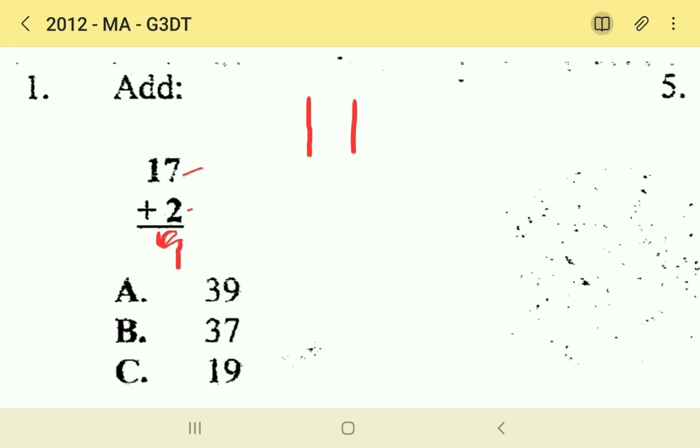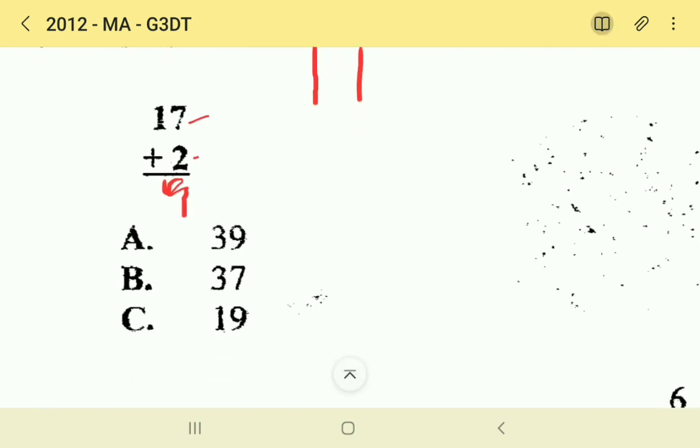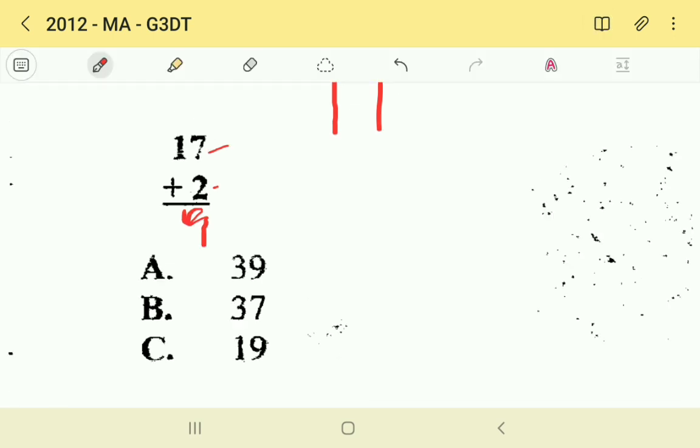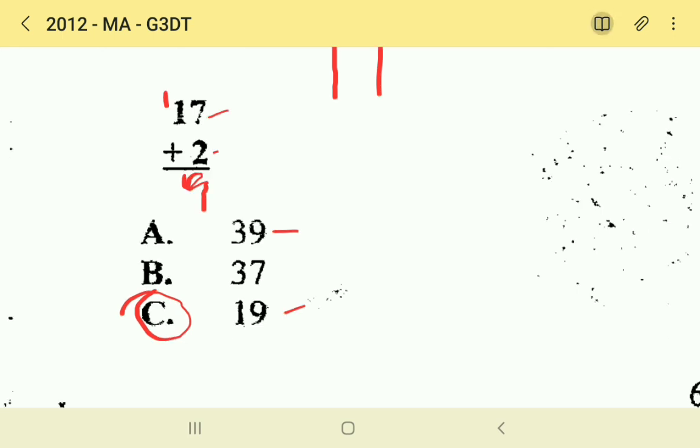So here we go. Number 1, add 17 plus 2. Now you can count up from 17 and then say 18, 19. So we know that's 9, or if you want to say 7 plus 2 is 9. We're looking for an answer with 9 as the last digit. We have two of them having 9, which is A and C, and then we know that it's 1, so it's going to be C. 17 plus 2 is 19. Number 2, I'm going fast.